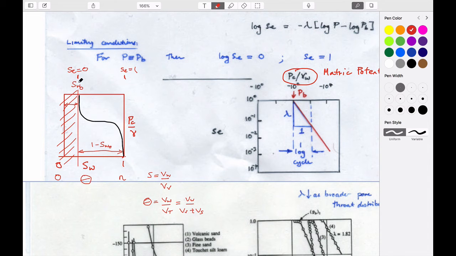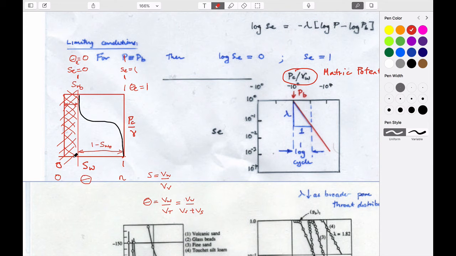So in other words, instead of scaling it with saturation, we can scale it with volumetric moisture content. We could also do that on this term here, and we could have an effective volumetric moisture content of 0 and an effective volumetric moisture content equal to 1, just by cutting off this part on the other side of the curve.